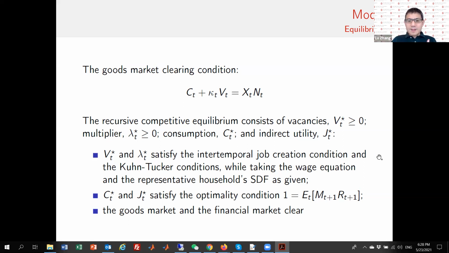Therefore there's no social welfare function for you to do value function iteration on. Consumption, actually this is a typo. There's no recursive utility. There's no J function here. So basically consumption just satisfies the optimality condition for the consumption Euler equation. And finally, goods market and financial market clear.